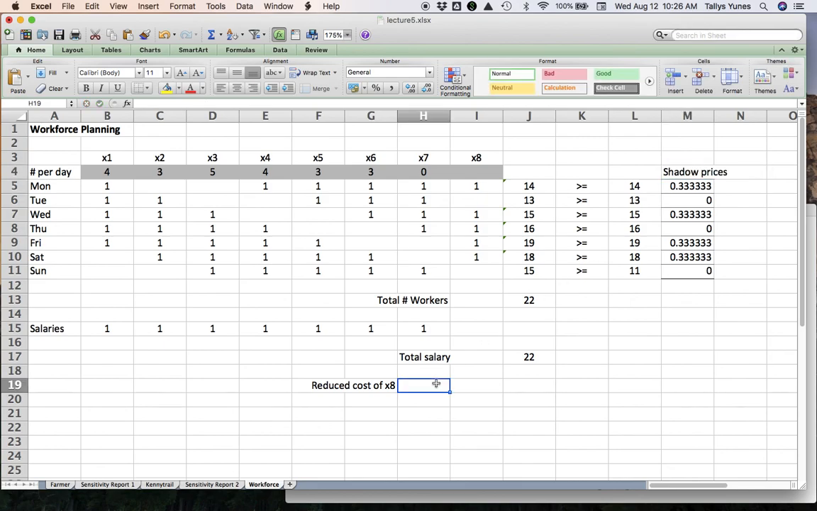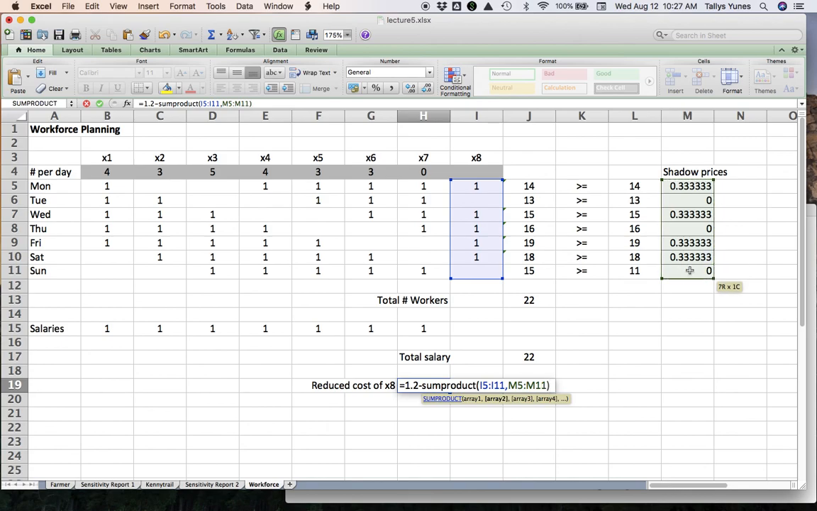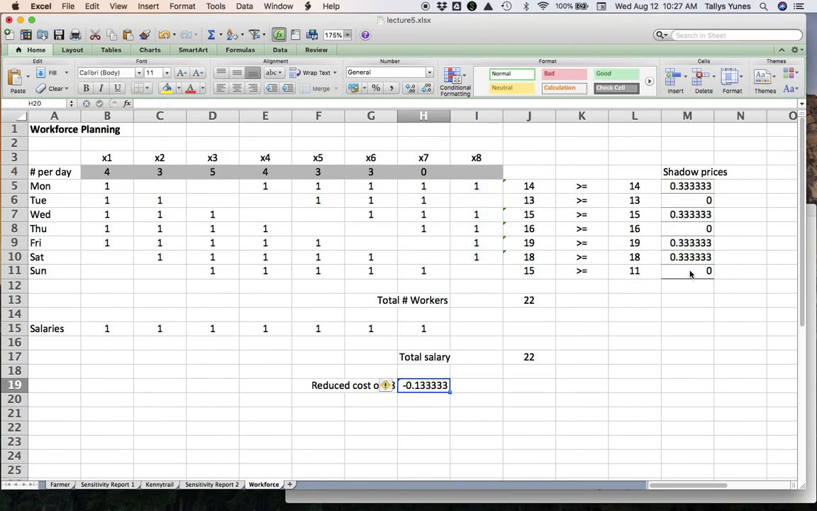And now I can do the reduced cost calculation for x8, which is the 1.2 minus the sum product between that column and the shadow prices. And I get this value. Now the question is, what does this mean, right? Is it beneficial to have this type of work week or not? Well, let's think about what problem we're trying to solve. Is this a minimization or a maximization problem? It's a minimization because we're dealing with cost.